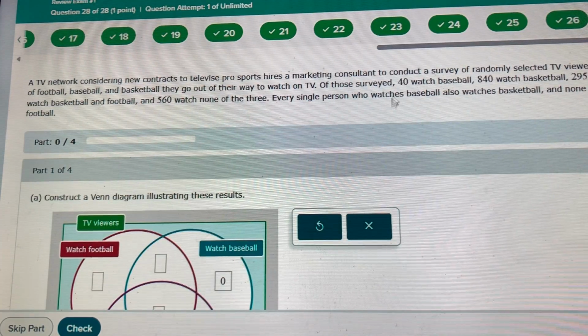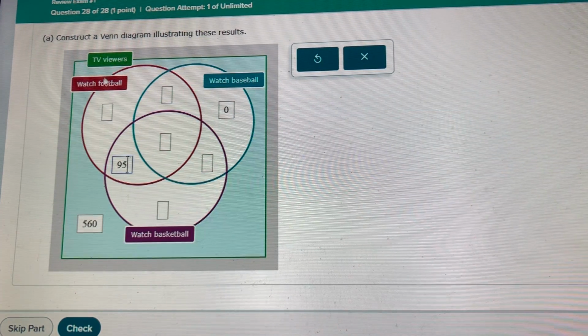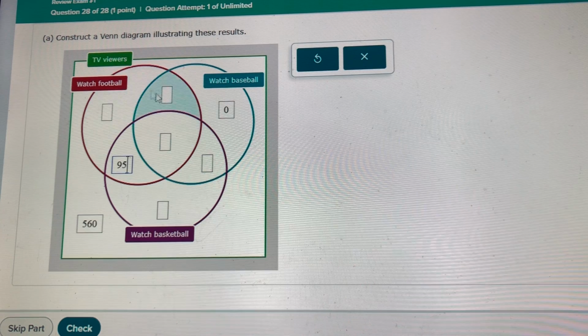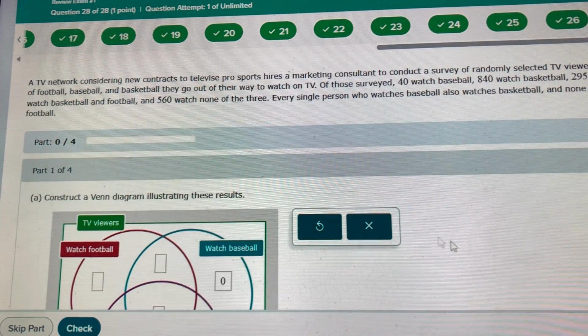Because these first three numbers, 40, 840, and 295, that's when you go all the way around those circles. So I need to know 3 of the 4 things, and I know 1 in this circle, and I know 1 here, but that's too many unknowns. They didn't even give us the grand total either.